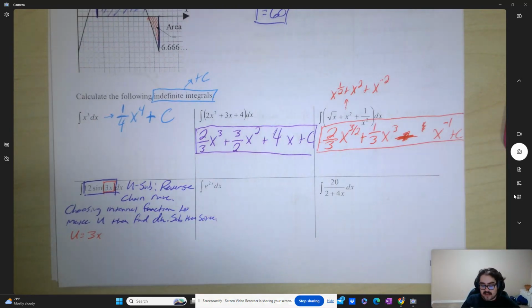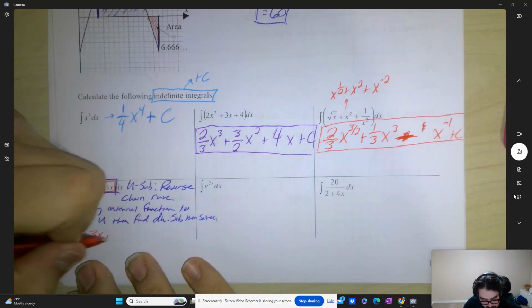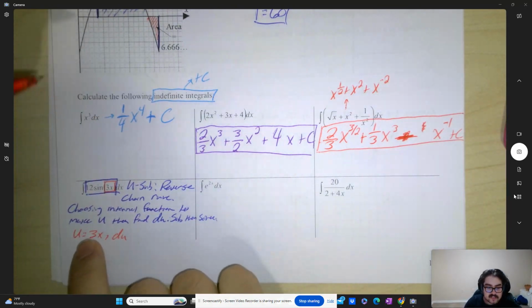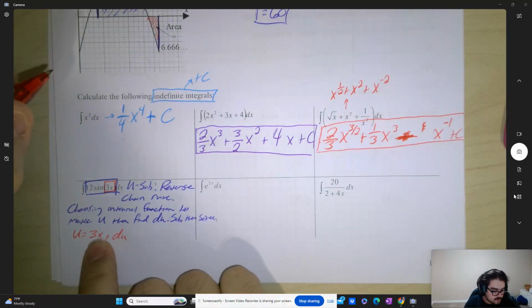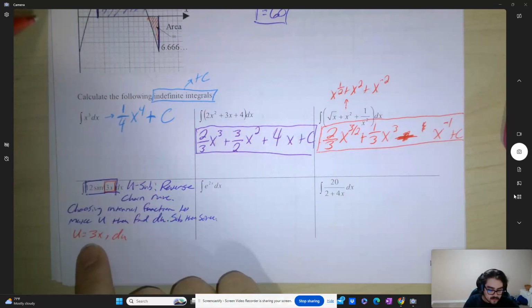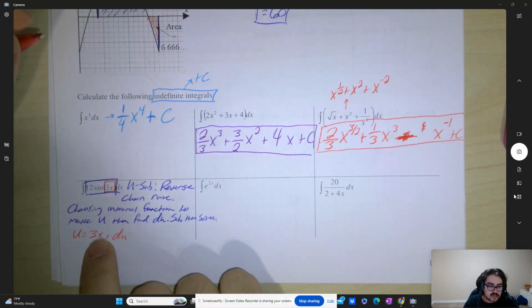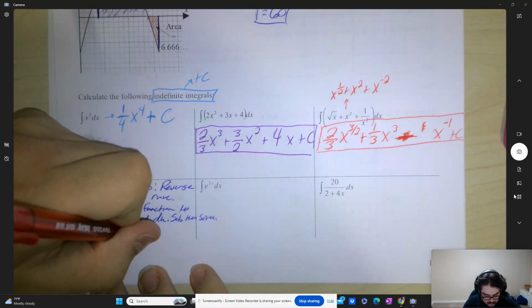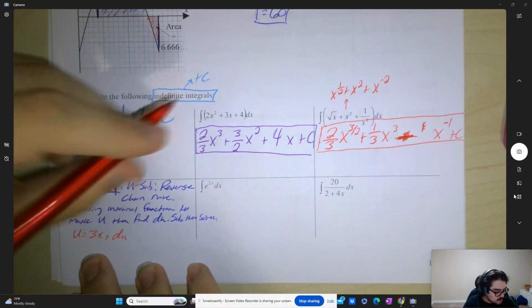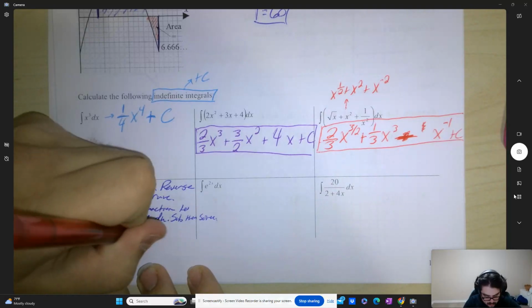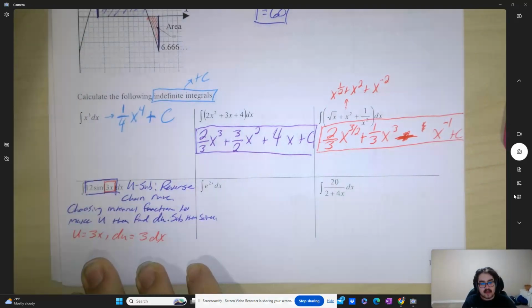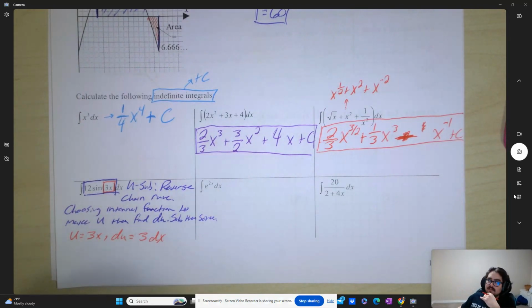Then we need to define du, which is the derivative of u. The derivative of u is just 3. Oh, sorry. Yeah, it should just be 3 dx. And why dx? dx is like the derivative of x. So du equals 3 dx.